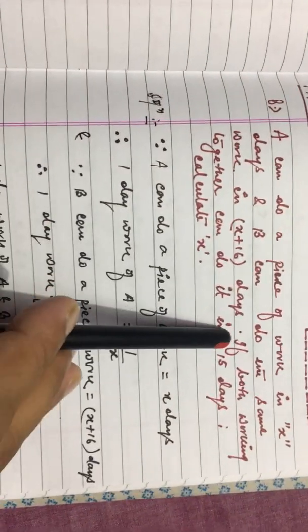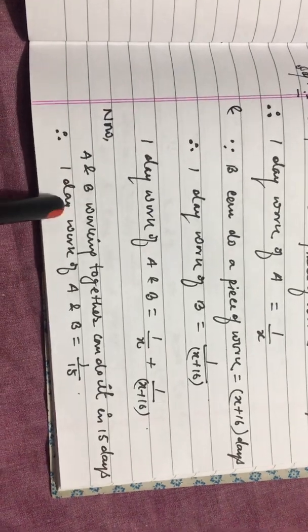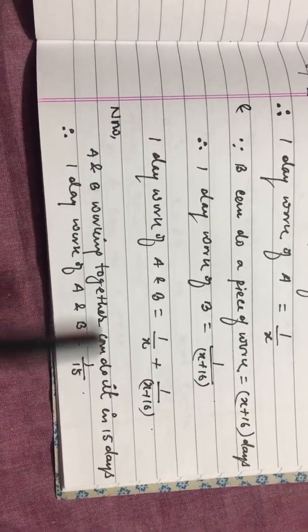That is given in the question: if both working together can do it in 15 days, A and B working together can do it in 15 days. Therefore 1 day work of A and B will be 1 by 15.